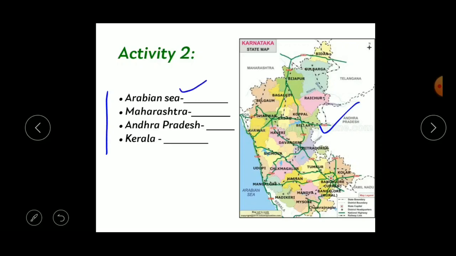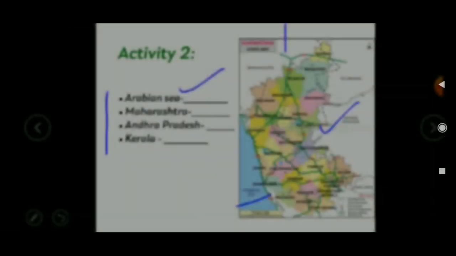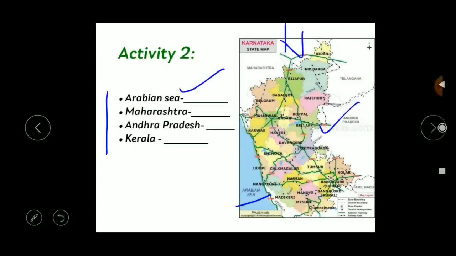First one is the Arabian Sea. Where does this Arabian Sea come? In which direction is it? Here it is, Arabian Sea. In which direction does it come? This is north. First we'll give the directions here. North. This is north. This is south. Yes, this is east. This is west.